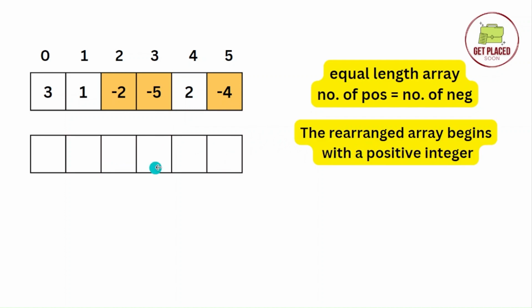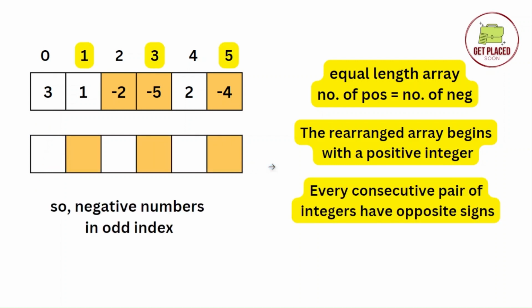Now moving ahead, the result array that we are going to produce should always begin with a positive integer. So the index 0 should be a positive integer. The next thing they mentioned in the question is every consecutive pair of integers should have opposite signs. So at 0 is positive followed by a negative, again positive, again negative. So from these 2 points, we can understand that all the negative numbers will be in the odd indexes. Like 1, 3, 5, all odd indices will have negative numbers.